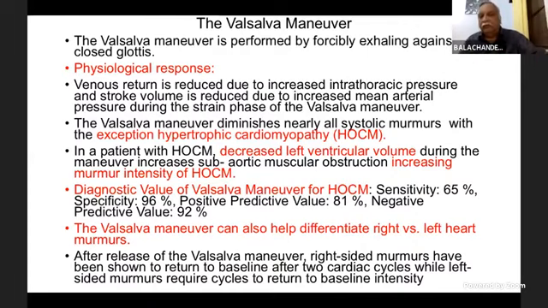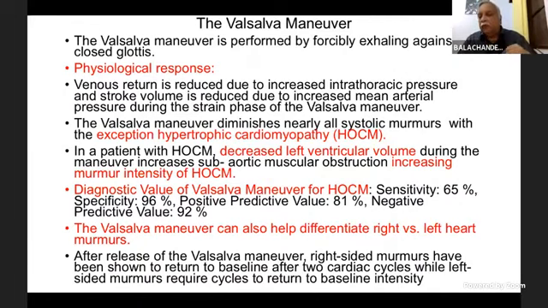Even if you take a little time to understand it, these slides will come again for you to understand. One is that the venous return is reduced due to increased intrathoracic pressure. The stroke volume is reduced due to increased mean arterial pressure during the strain phase of the Valsalva maneuver. And as you know very well, Valsalva maneuver diminishes all systolic murmurs except the hypertrophic cardiomyopathy. And to some extent, we will discuss mitral valve prolapse a little differently from HOCM.